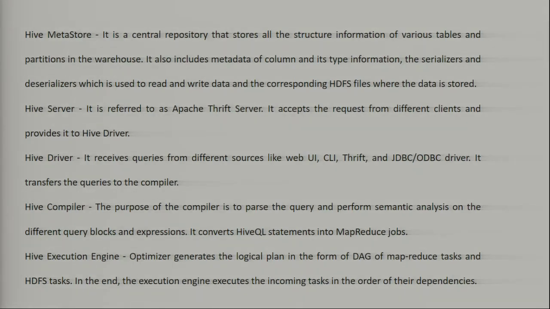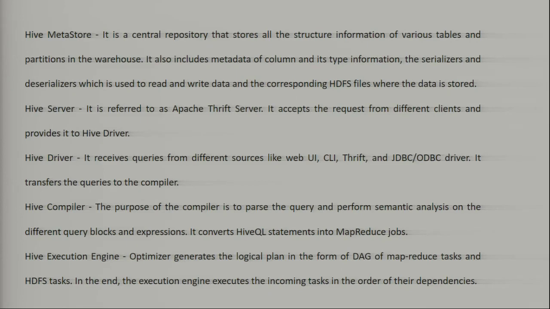There is no loop in a particular graph. That is what the DAG model is. In that fashion, the logical plan is being set up. So the optimizer generates this logical plan in the form of a DAG of MapReduce tasks and HDFS tasks. This is how the DAG is taken care of by the MapReduce tasks and the HDFS tasks.